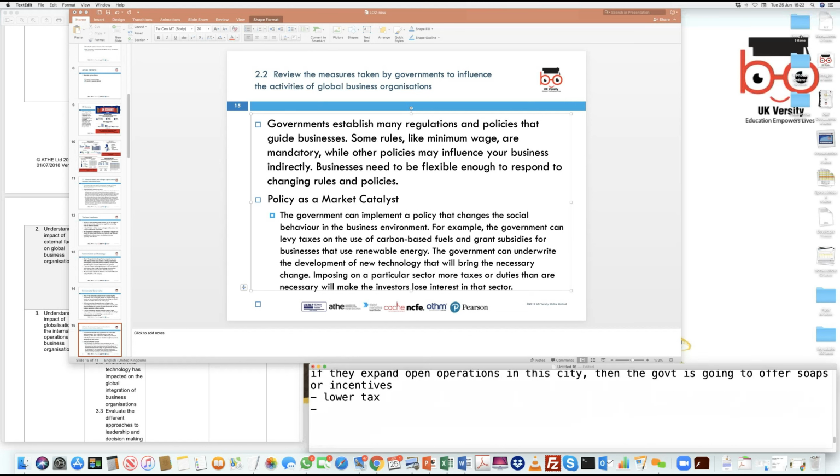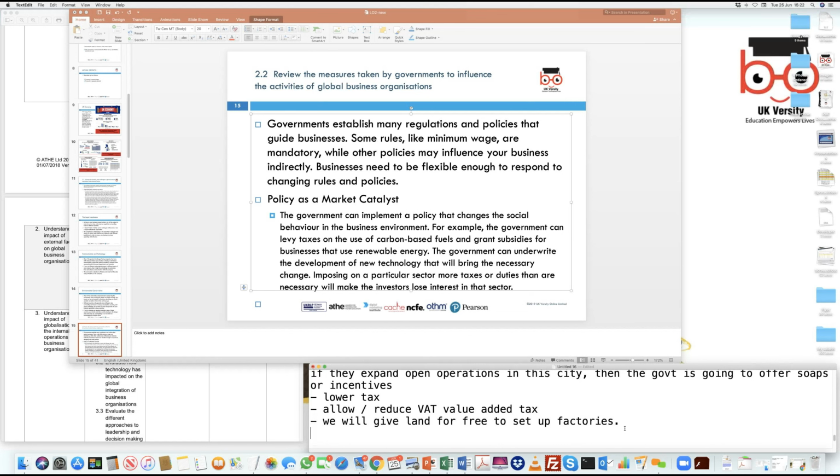It could be that it will reduce VAT, value added tax, for the company. So these are ways in which the government can create policy which will allow the business to set up operation. The government could also say we will give land for free to set up factories. So in order for the business to come and invest in that city, the government might say, okay, we'll give you the land free if you set up a factory here and create employment.